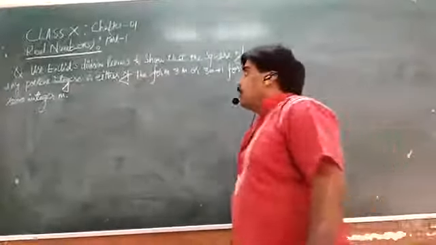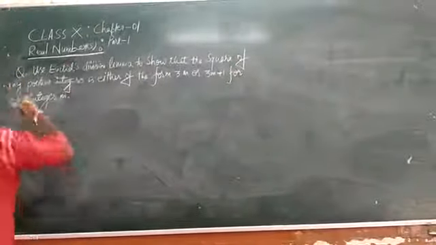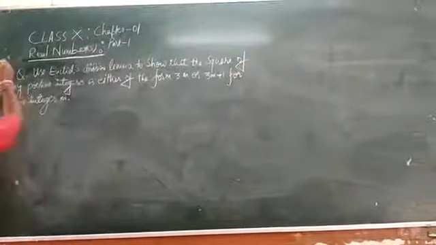Okay, children. Now this is a question from your NCERT book. NCERT, first exercise, question number 3. This is your question number 3. See, the question is: use Euclid's division lemma to show that the square of any positive integer is either of the form 3m or 3m plus 1 for some integer m.